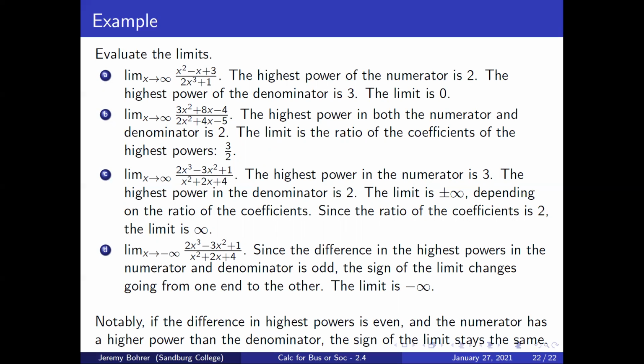The limit as x approaches negative infinity of 2x cubed minus 3x squared plus 1 over x squared plus 2x plus 4. Since the difference in the highest powers in the numerator and denominator is odd, the sign of the limit changes going from one end to the other. The limit is negative infinity. Notably, if the difference in highest powers is even, and the numerator has a higher power than the denominator, the sign of the limit stays the same.